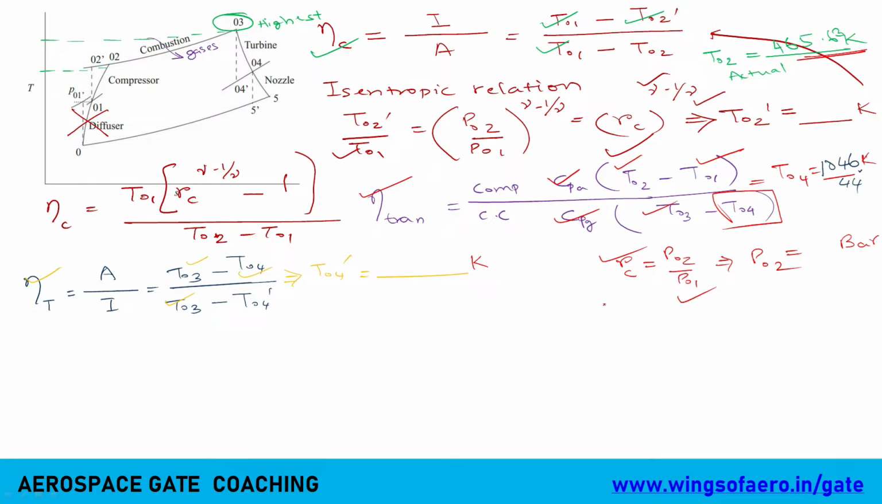T04 dash is 1198.3. Fine. All right, now you got this value. Now the T02 value, T04 and T04 prime. How much is that value?